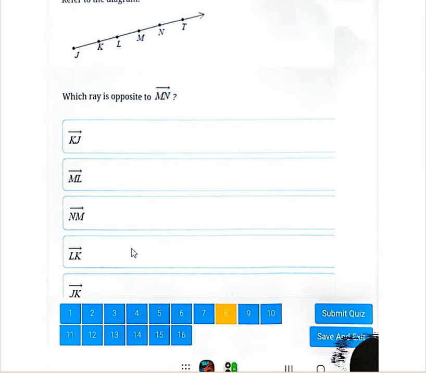Yep, okay. Now, what is the ray opposite to MN? Remember that the ray opposite is supposed to have the endpoint M included in that. So it will be M, whatever it starts with, ML. Yeah, you can do ML. ML is the answer.